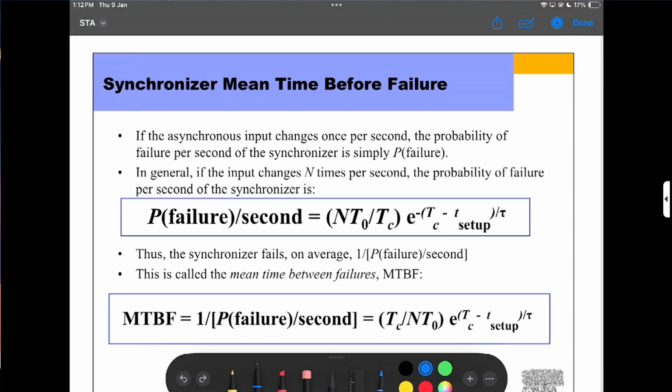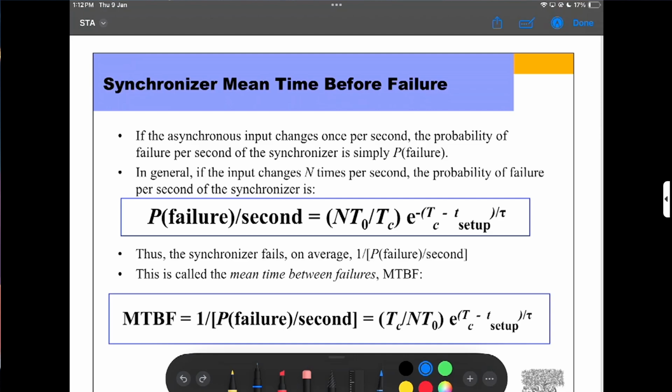So, synchronizer mean time before failure. This is actually a problem that comes in our exam also, that is MTBF. If an asynchronous input changes once per second, the probability of failure per second of the synchronizer is simply P failure.